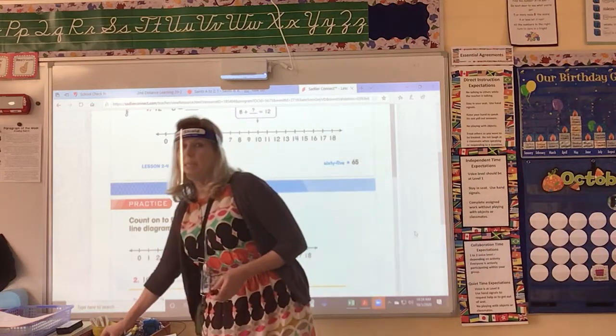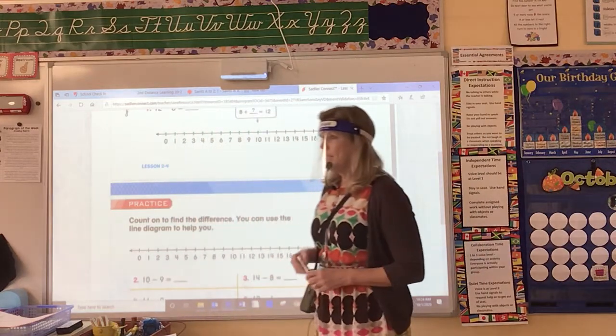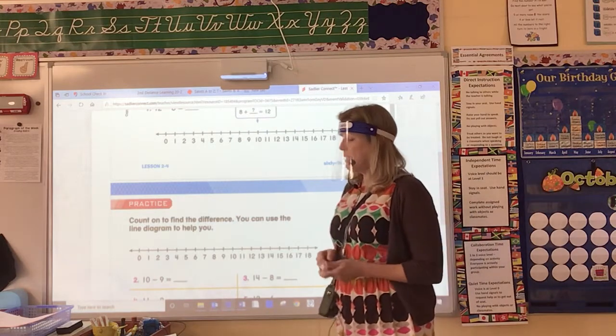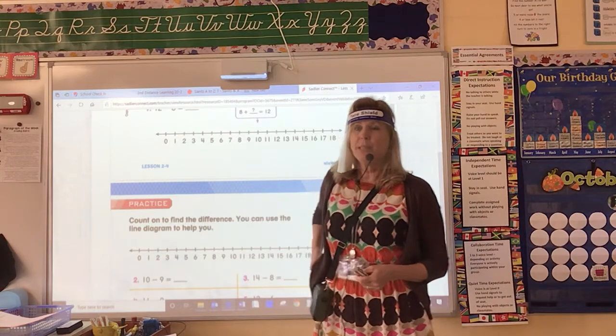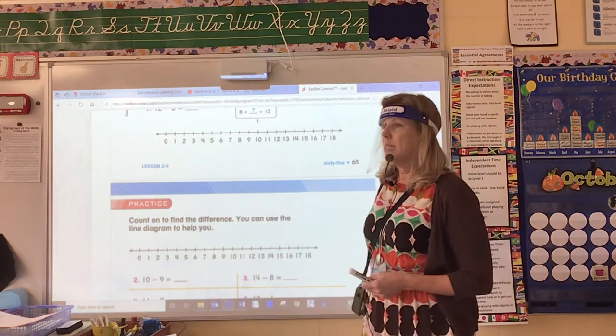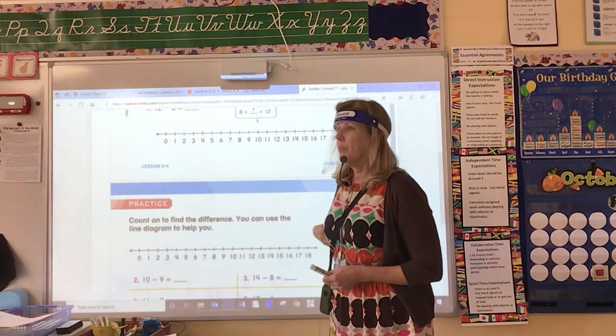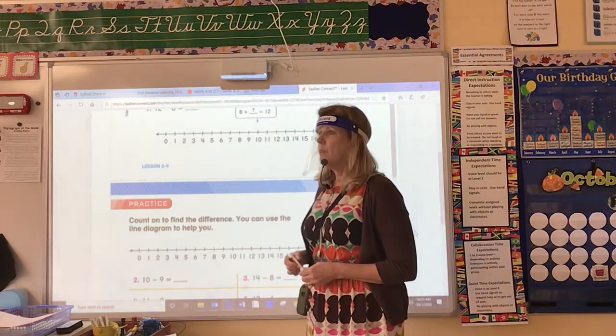Okay, so today in math we are doing lesson 2-4. We are going to be counting on to find the difference. What does the difference mean? Stephen. The difference is different from other. What?